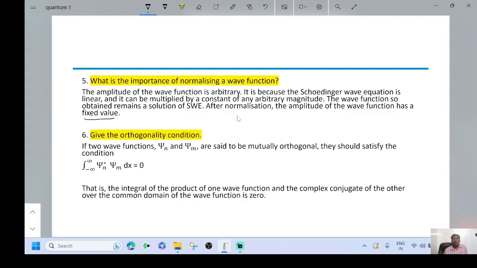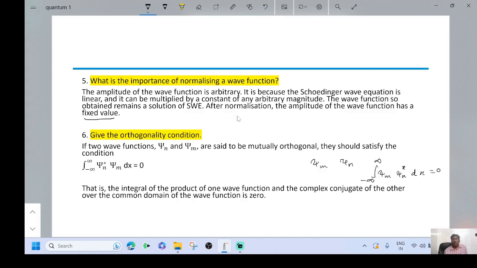Give the orthogonality condition. Suppose psi m and psi n are two wave functions and are mutually orthogonal, that is perpendicular to each other. They should satisfy the condition. The product of one wave function with the complex conjugate of another one should vanish, integrated between minus infinity to plus infinity or a to b, two conditions. If this condition is satisfied, then psi m and psi n are mutually orthogonal. Or integral of psi m star psi n dx equal to 0 is also acceptable.